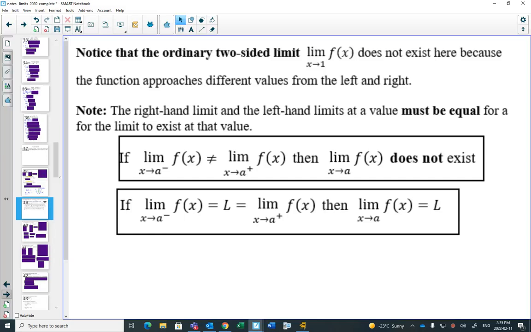So whenever you approach from left or right and it approaches a different number, then we say that limit doesn't exist. But if it approaches the same number from the left side and the right side, then the limit does exist. So this is how you would say it in fancy mathematical notation. If the limit from the left side doesn't equal the limit from the right side, then the limit does not exist. But if the limit from the left side equals the limit from the right side, some number L, then the actual limit is that same number. Even if we have what we had in that previous example, a separate point where it was equal to that.